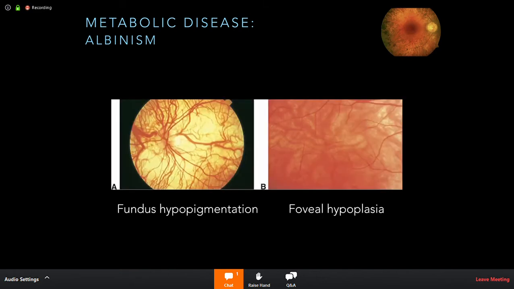Here's a picture right from the book about a patient with a significant degree of hypopigmentation. Also on the right there, there's a demonstration of foveal hypoplasia.